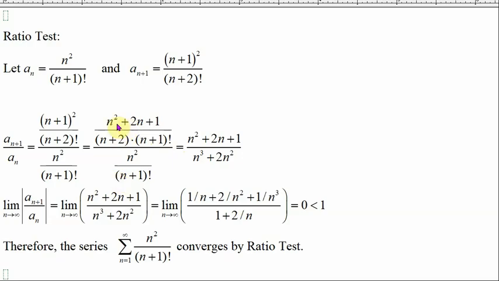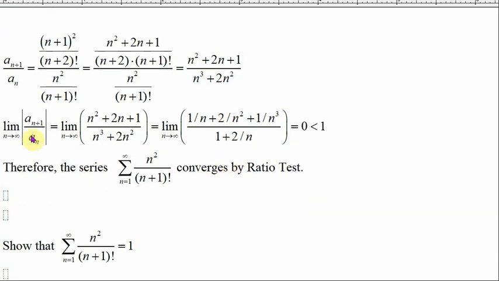So what's left is just n squared plus 2n plus 1 over (n plus 2) times n squared. And we get n to the third plus 2n squared. The limit of a sub n plus 1 over a sub n as n approaches infinity will be the limit of the expression n squared plus 2n plus 1 over n to the third plus 2n squared.